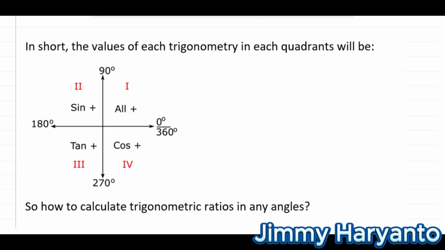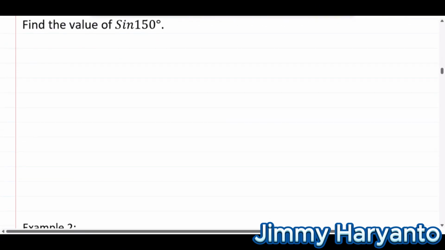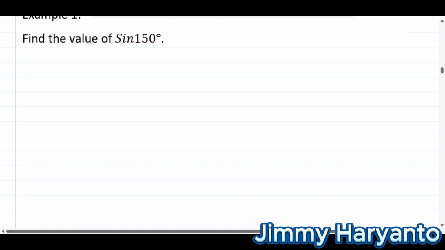And then I want to teach you how to calculate trigonometric ratios in any angles. So first, find the value of sine 150 degrees. We already memorized the special angles, right, which are 30 degrees, 45 degrees, 60 degrees and 90 degrees. So we have to relate this 150 degrees to the special angles.